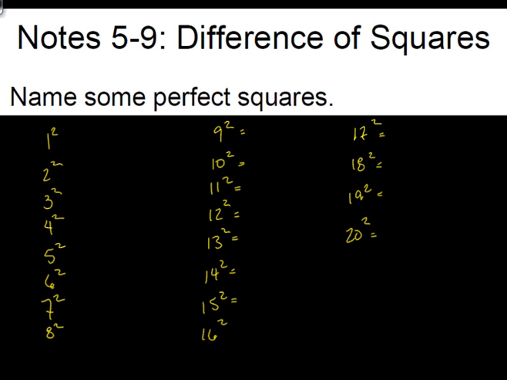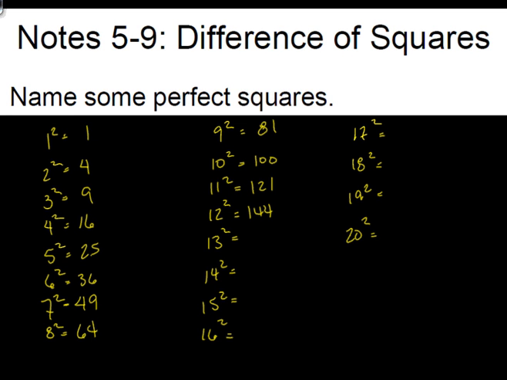Going through here, got my little equal signs. After this, we need to go through and actually plug these things in. So 1 squared is 1, 2 squared is 4, 3 squared is 9, and 4 squared is 16. 5 squared is 25, 6 squared is 36, 7 squared is 49, 8 squared is 64. Moving to the next column, we have 9 squared is 81, 10 squared is 100, 11 squared is 121, 12 squared is 144.